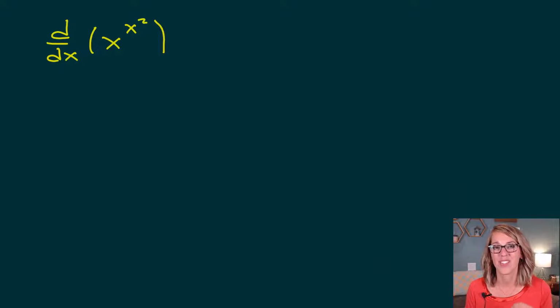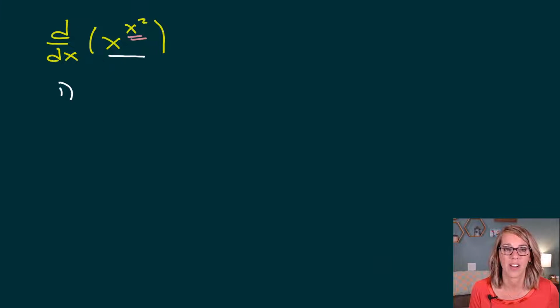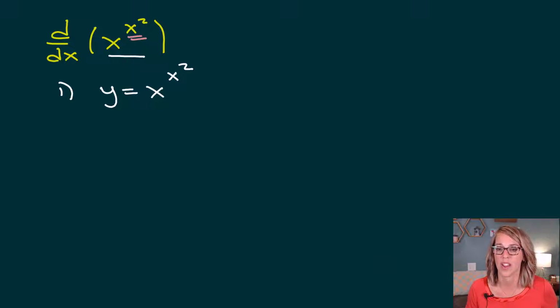In this one, I've got the derivative of x to the x squared. I don't have just a nice differentiation rule, so instead we are going to use logarithmic differentiation. Basically, I'm going to be freeing this x squared with one of my properties. Step number 1, just like we had before though, is to take our function and write it as y equals, so that's going to be y equals x to the x squared.